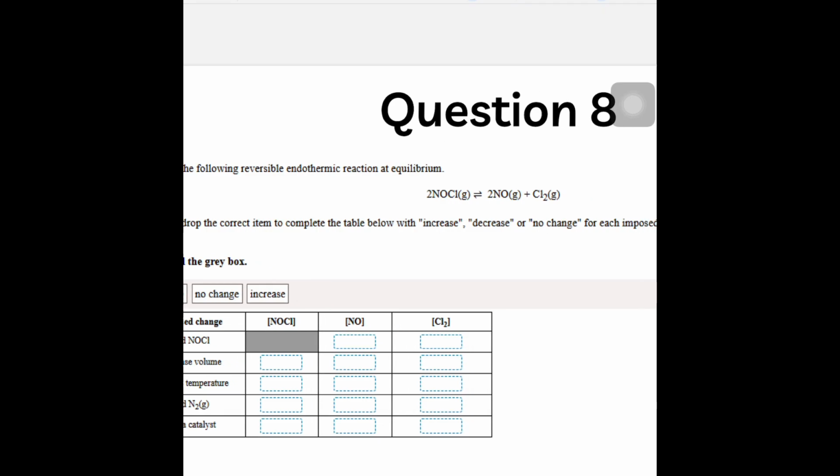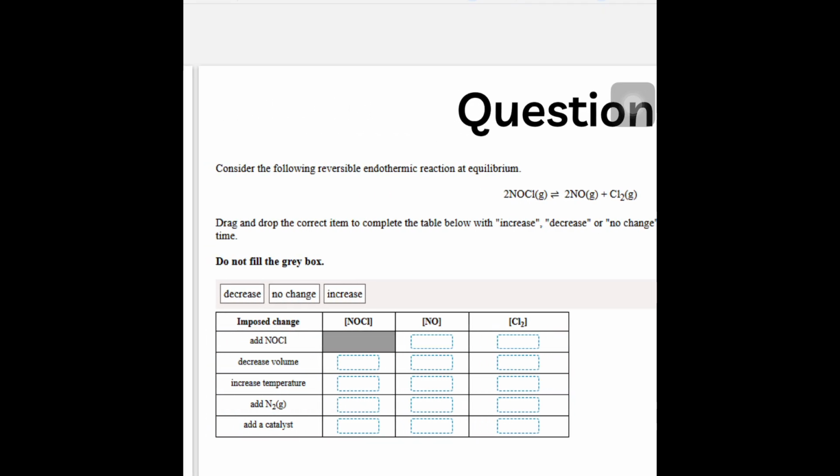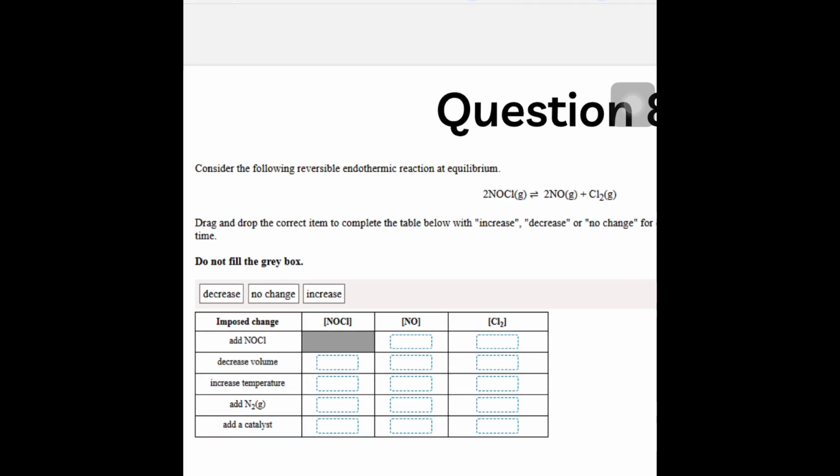Now, increase the temperature. I have to know if this is an endothermic or an exothermic reaction, and it's mentioned over here that this is endothermic. So let me put delta H on this side. And now I can think of the outcome. If I have an increase in temperature, the system is going to shift towards this side to counteract this change. So NOCl is going to decrease, NO will increase, and Cl2 will increase.